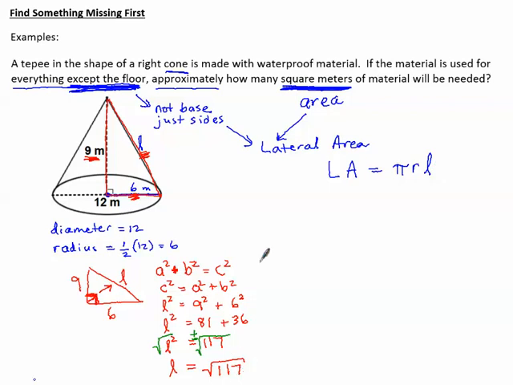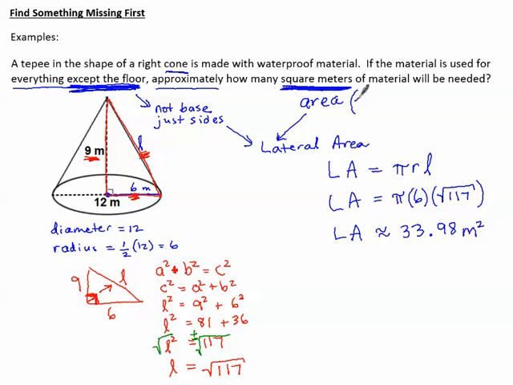So now let's go back to our lateral area formula, and we can plug in the things that we found. Pi times r, the radius that we computed earlier to be 6, and L is what we just computed using our Pythagorean theorem, square root of 117. Now I'm going to go to my calculator, type it all in, and the lateral area is approximately 33.98, if we round to 2 decimal places, meters squared.